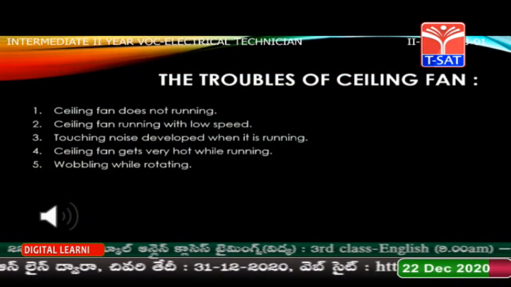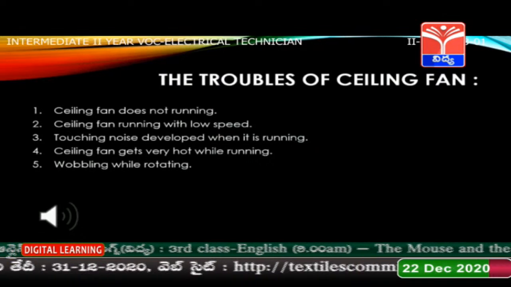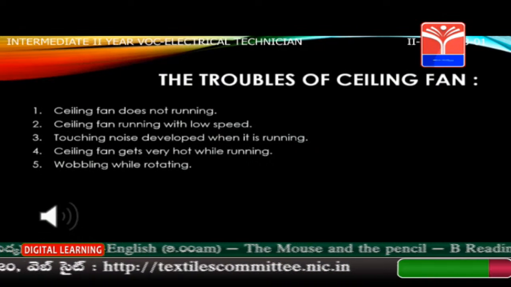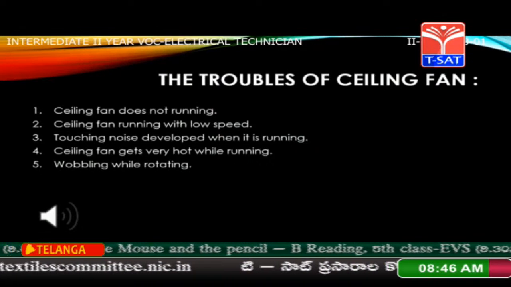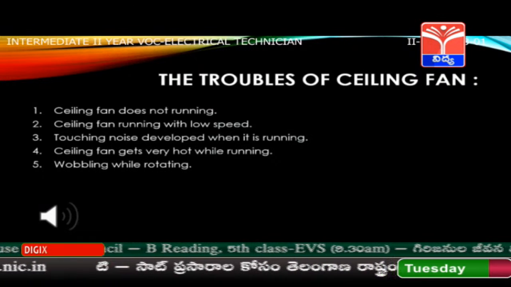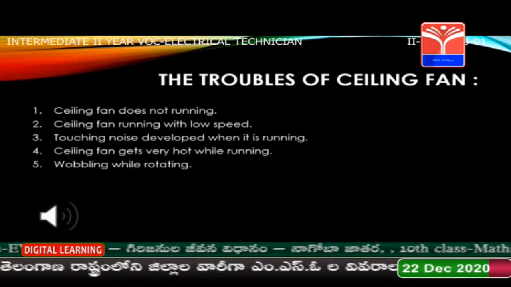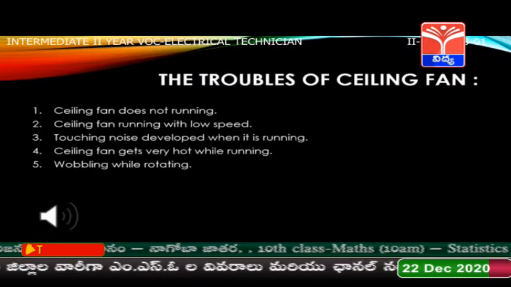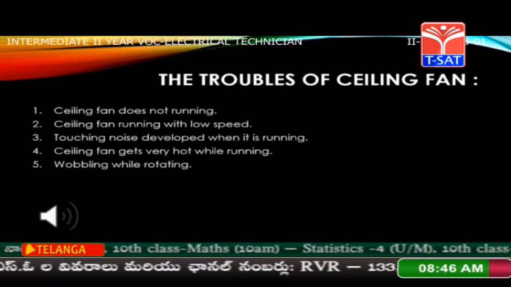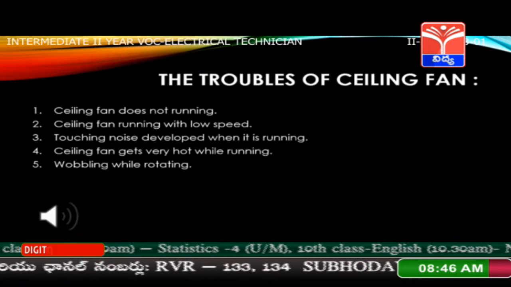Troubles of ceiling fan. 1. Ceiling fan does not run. 2. Ceiling fan running with low speed. 3. Touching noise developed when it is running. 4. Ceiling fan gets very hot while running. 5. Wobble while rotating.